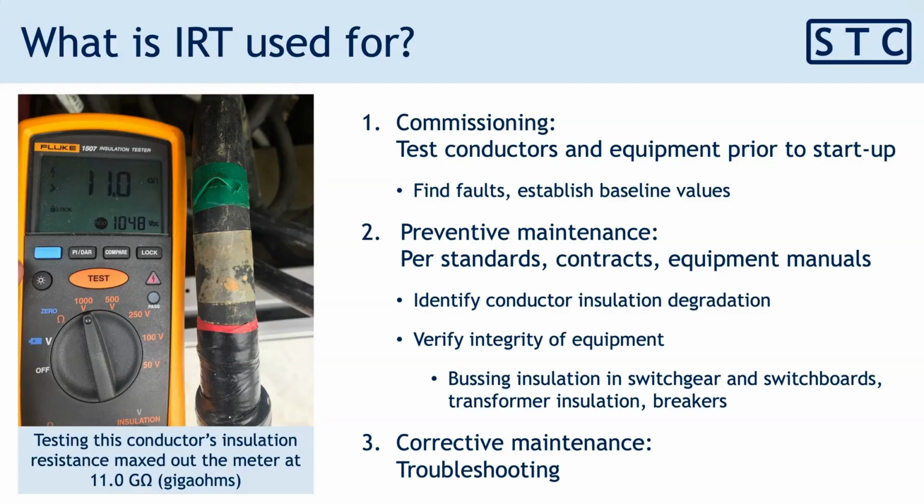The image on the slide here shows a conductor being tested for insulation resistance. In this case, it has 11 gigaohms of resistance, and that actually is the maximum that this particular meter can read to, so we've pegged that meter. You can also see the test voltage that's being applied here, 1048 volts in the case of this particular test.